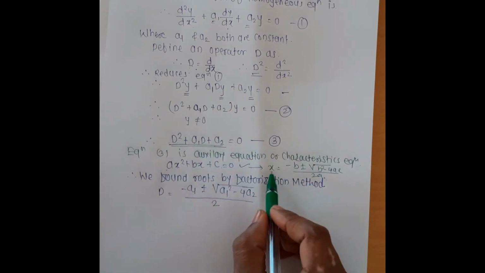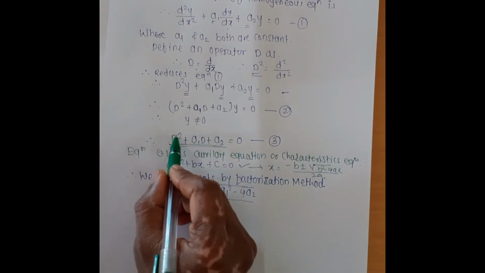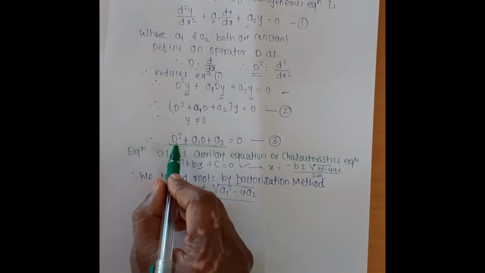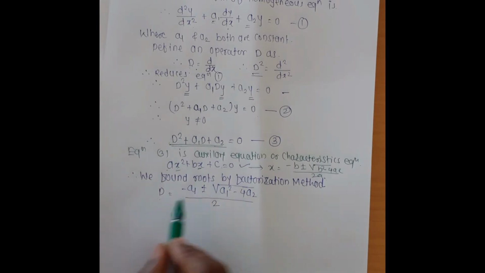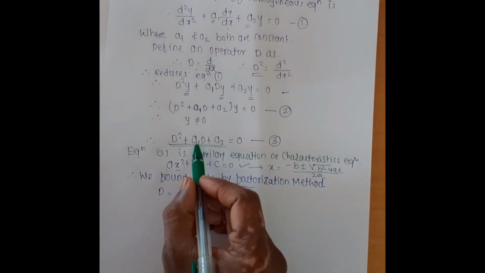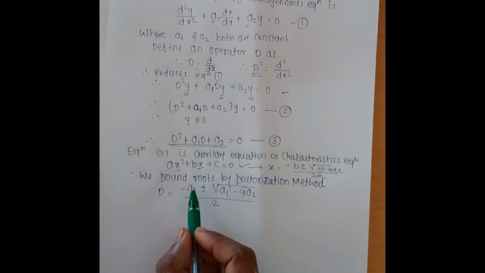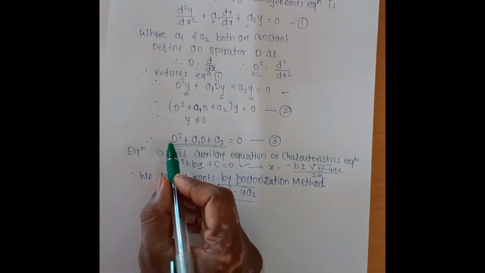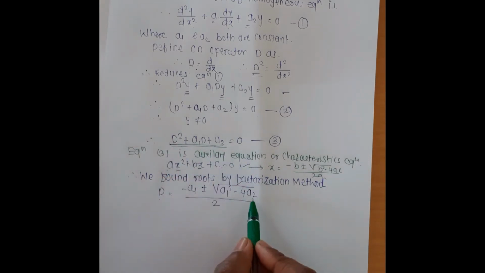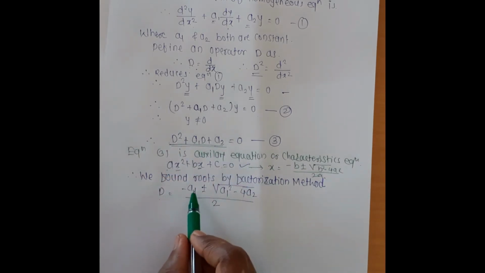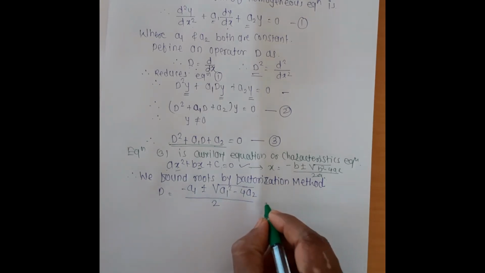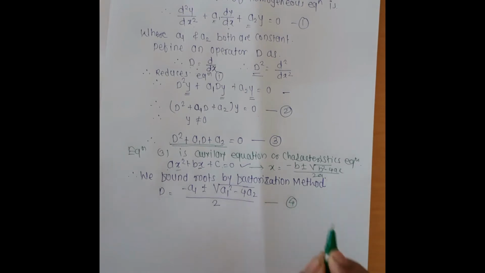Using these equations, here the variable is d. In the standard formula the variable is x, but here the variable is d, so that's why we write d. Minus b means minus a1, since the value of b is a1, plus or minus root of a1 square minus 4ac, where a is 1 and c is a2. So d is equals to minus a1 plus or minus root of a1 square minus 4a2, upon 2. This will be equation 4.